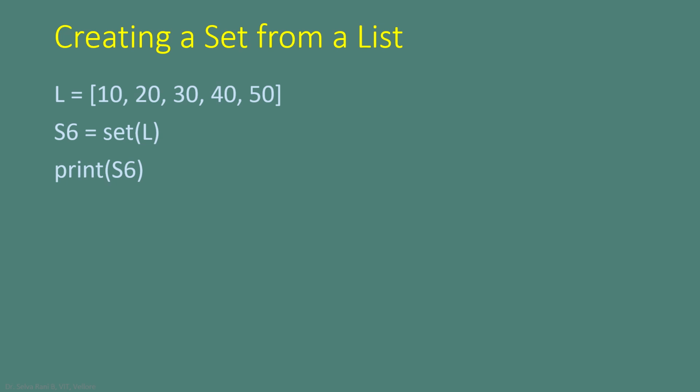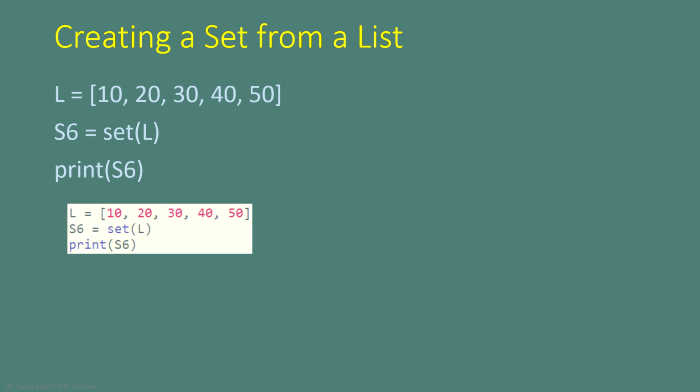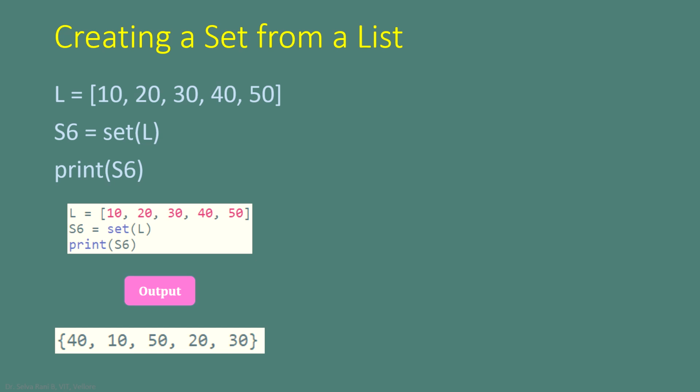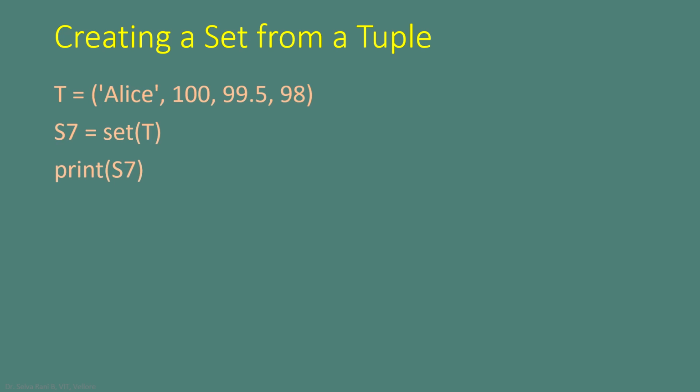How to create? Let us assume L is equal to a list with values 10, 20, 30, 40 and 50. To convert this list into a set, we have to give L as an input to the constructor set. S6 is equal to set of L. And if we display S6, we'll be getting the output as 40, 10, 50, 20 and 30. The elements of the list are now stored as set elements in S6.